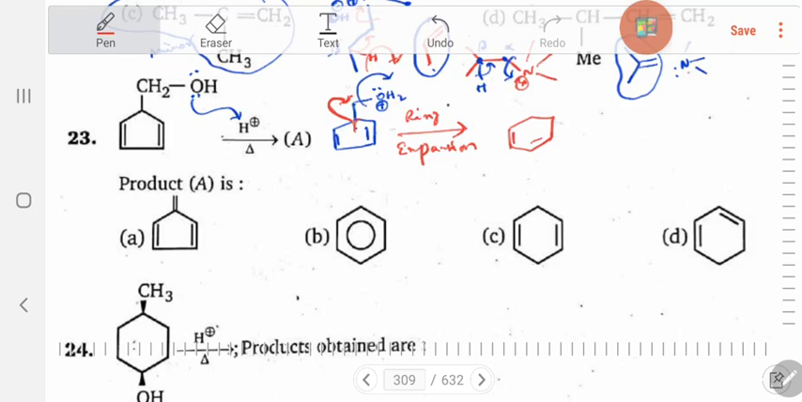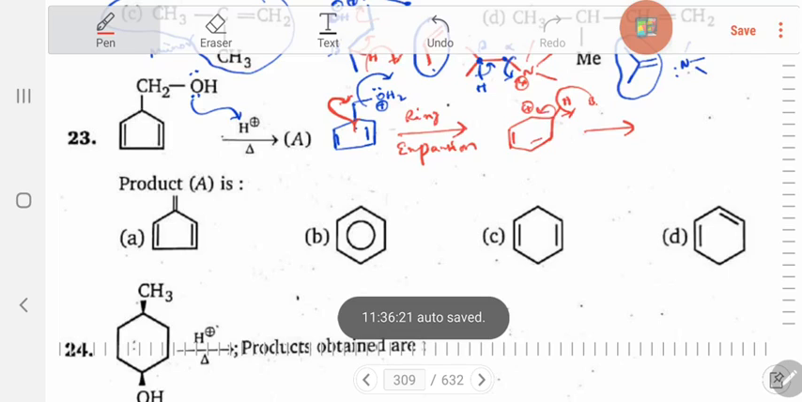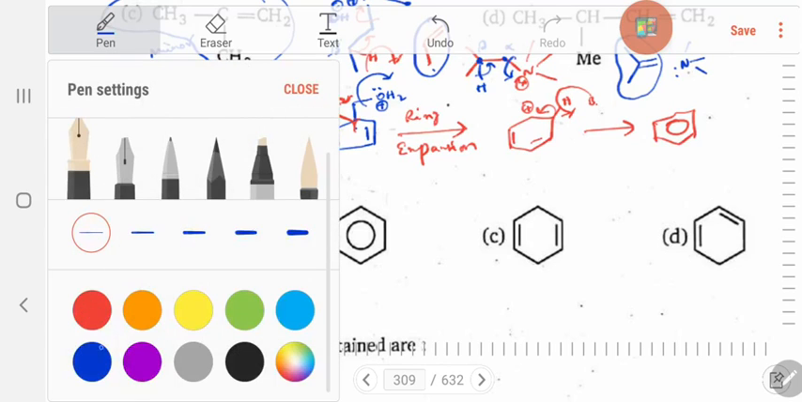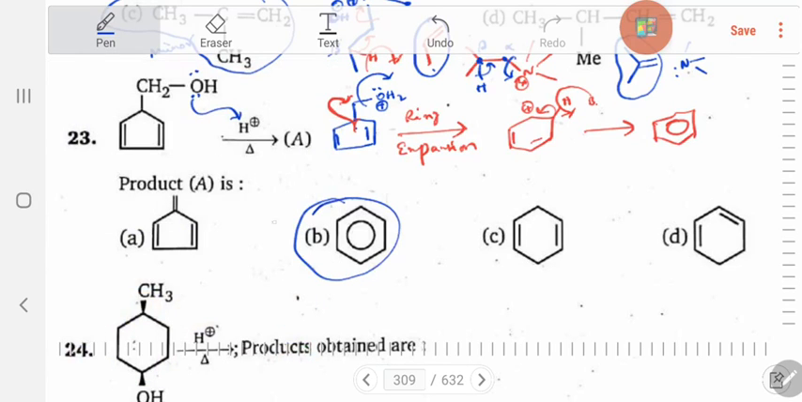When this got shifted here, one carbon gets a positive charge, right? Now there will be abstraction of hydrogen from this position, so a neutral base will remove hydrogen from here. Then this bond shifted here, so that leads to formation of benzene. So the correct answer for 23 is benzene. This is the correct answer. So this happened via E1 mechanism.